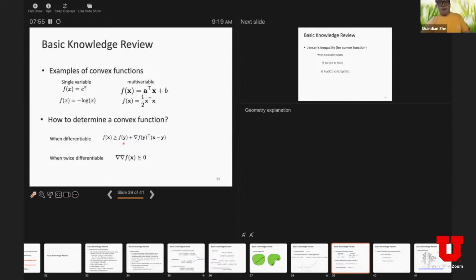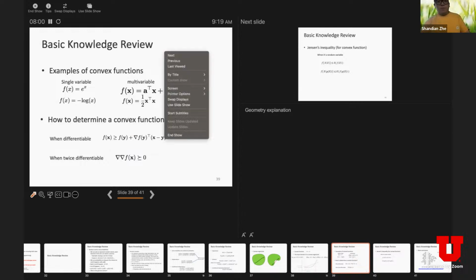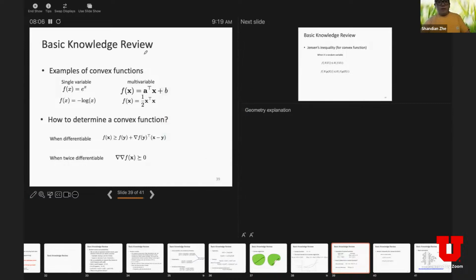But because its slope is a gradient, it means it's a tangent line. Maybe this is more concrete if I draw a picture. Suppose this is your f of x. You pick an arbitrary y here. See, this is your y. So the line expressed on the right-hand side here actually is the tangent line which passes through y and f(y).